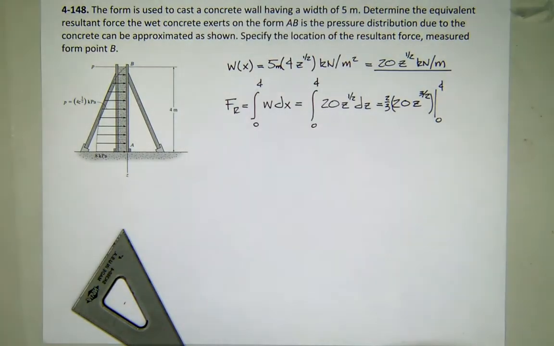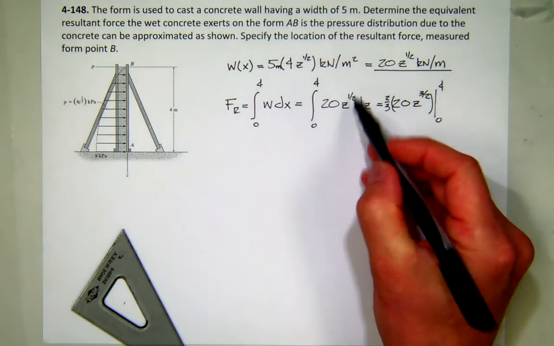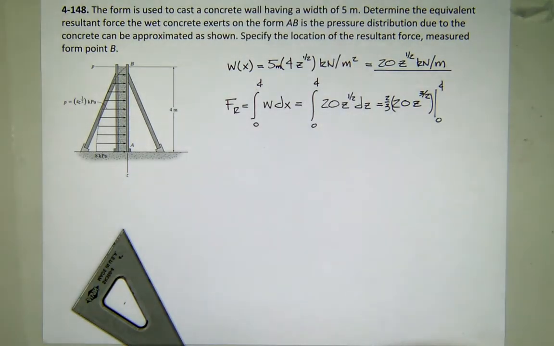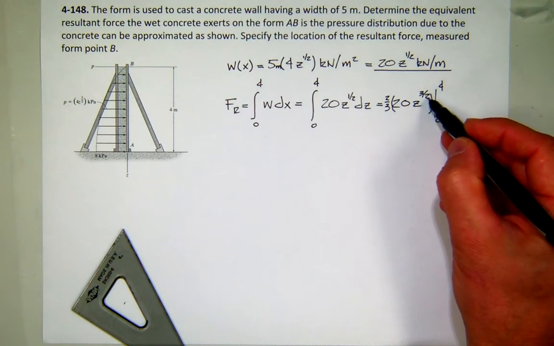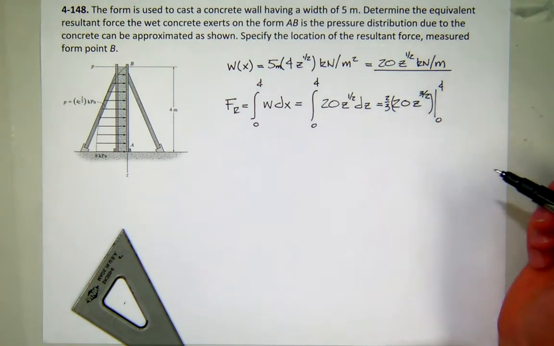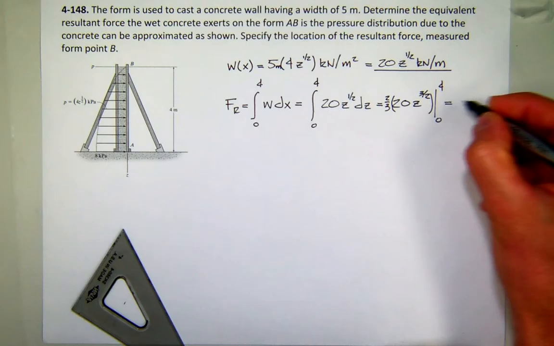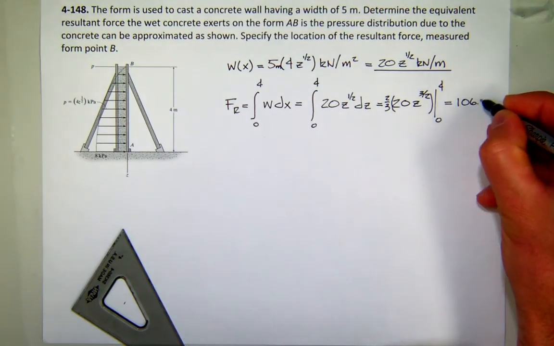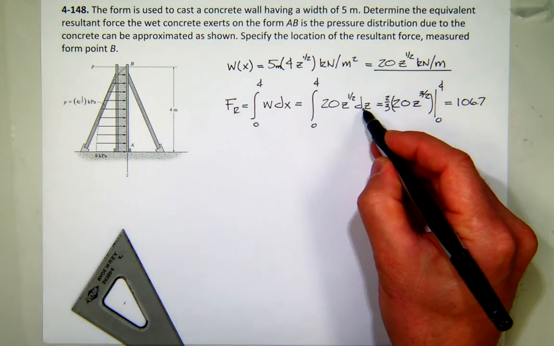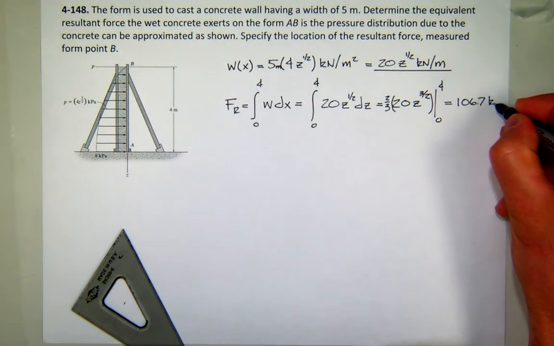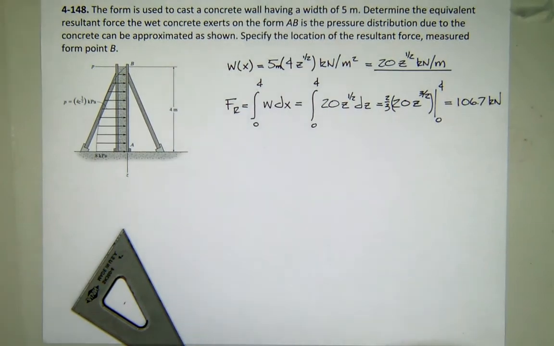Did I do that right? I think so. Right? You increase the power by 1 and divide. So now you just have to plug that in. The 3/2 power of 4 times 20 divided by all that is 106.7. And since we're integrating dz, that's length, we should end up with kilonewtons. Everybody okay with that?